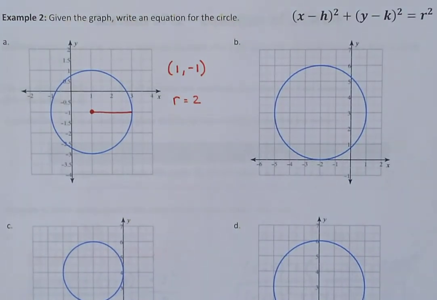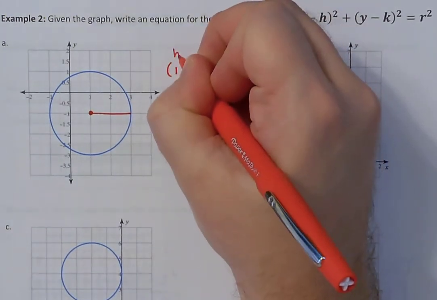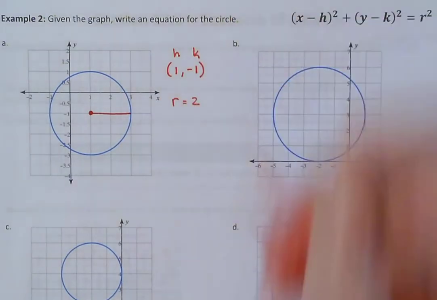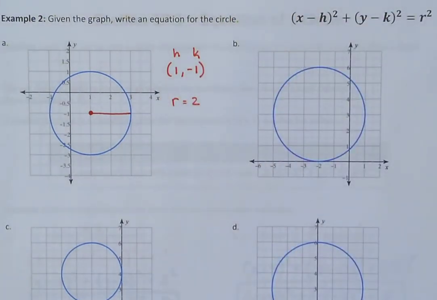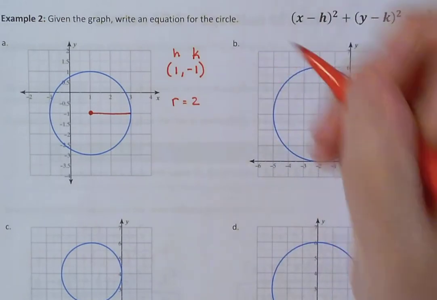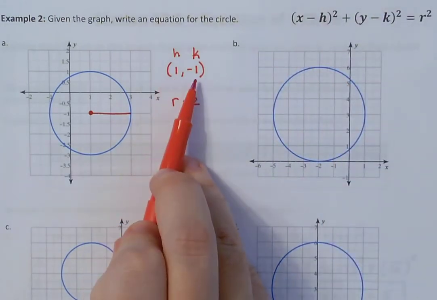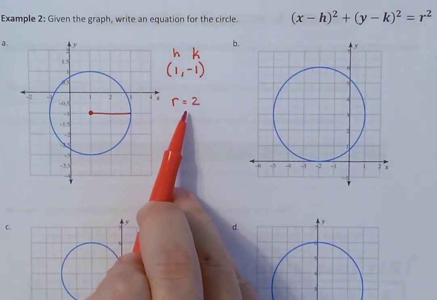So if the center is at (1, -1), and our radius is 2, we have all of the information we need to write the equation of a circle. Remember, h, k is what the values for the center are. So our h value is 1, our k value is -1, and our r value is 2.